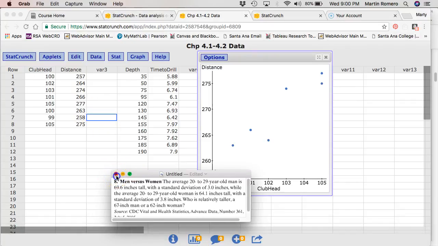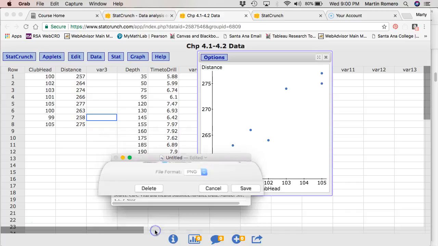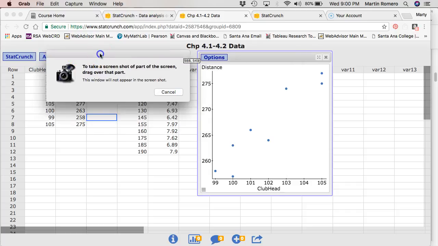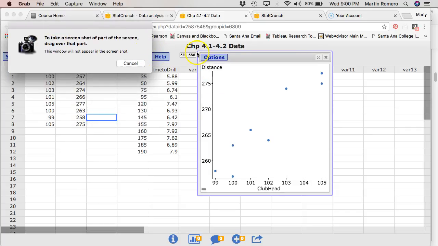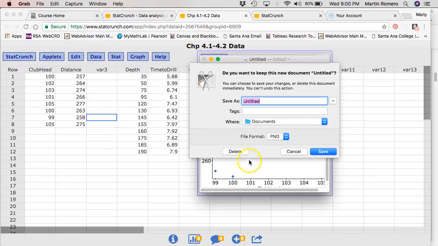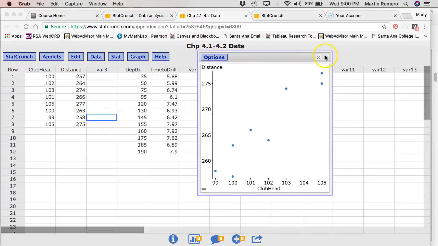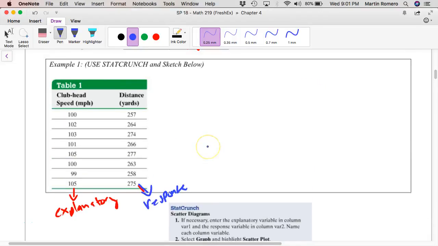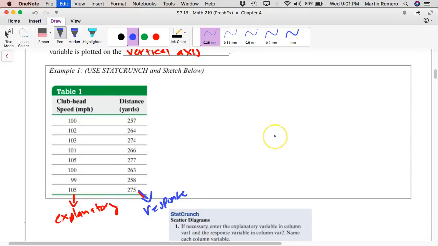What we want to do is put that graph into your notes so that you have this graph. So there's the relationship we're looking at. As you're looking at this, as you swing the club head faster, it looks like the ball goes farther. There's a relationship there that exists, and so you would want to plot that out.